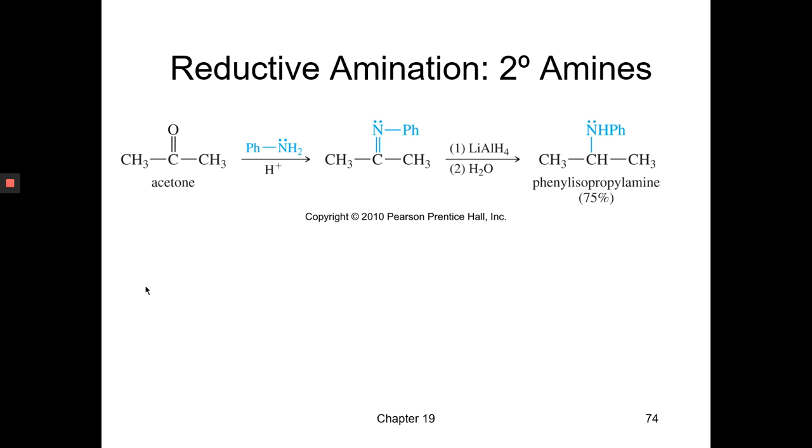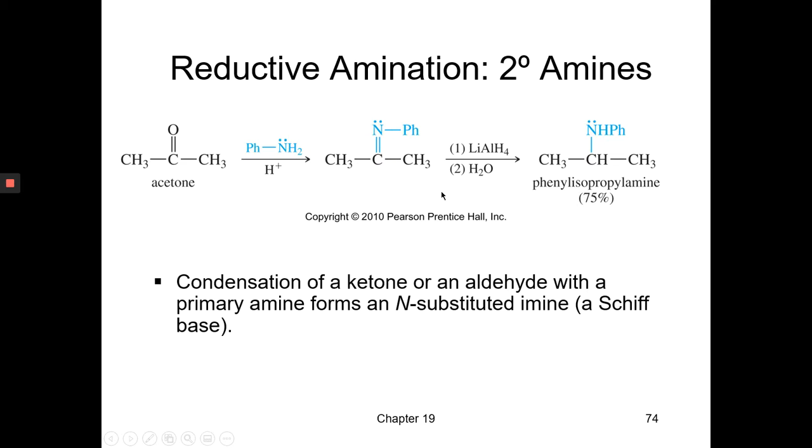If we use a ketone and a primary amine, we can couple those together to form an imine and then reduce that with lithium aluminum hydride.